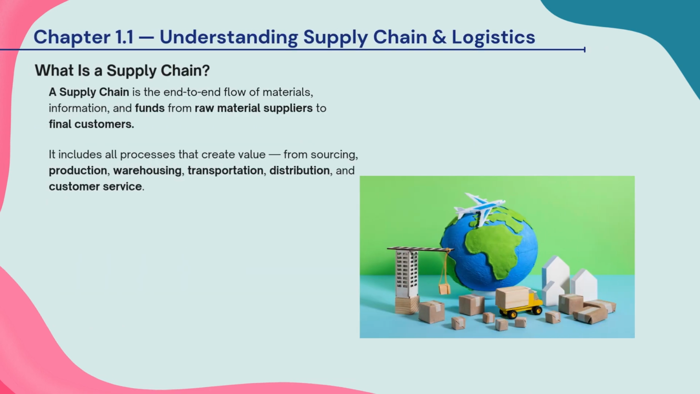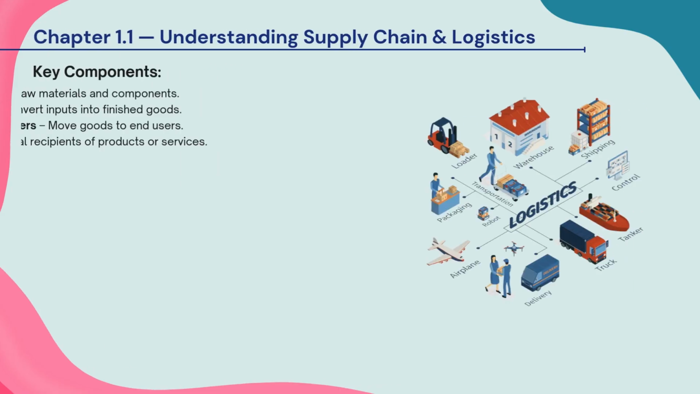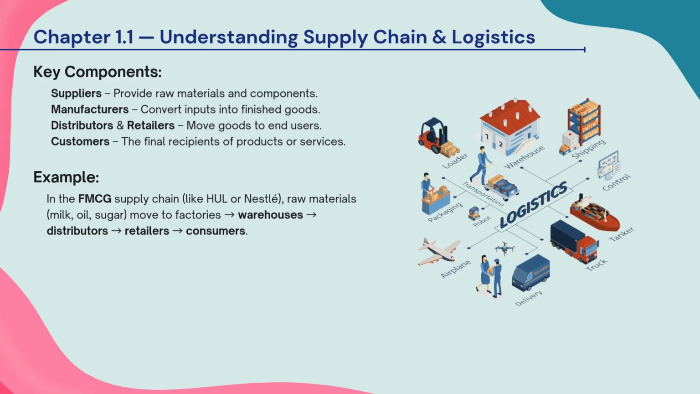A supply chain is the complete flow of materials, information, and money from raw material suppliers to the final customer. It includes all major activities like sourcing, production, warehousing, transportation, distribution, and customer service. In simple words, it is the full journey of a product from where it is made to where it is used by the customer. The supply chain has four main components: suppliers who provide raw materials, manufacturers who convert them into finished goods, distributors and retailers who move products to the market, and finally, customers who use the product.